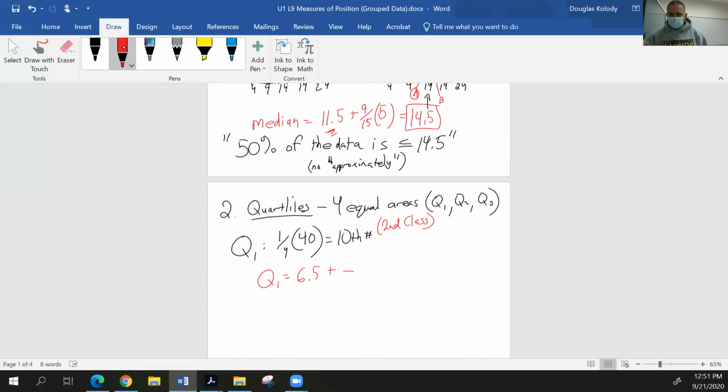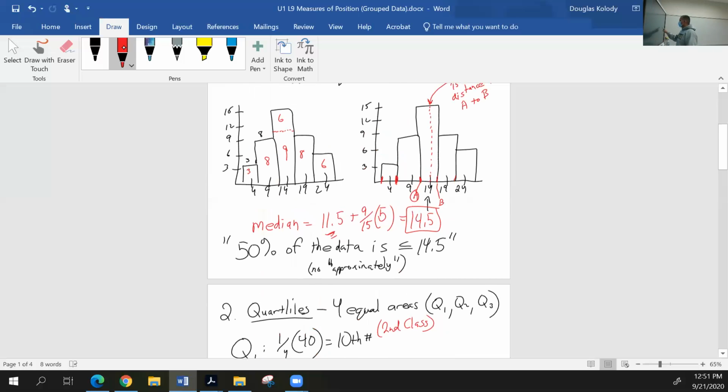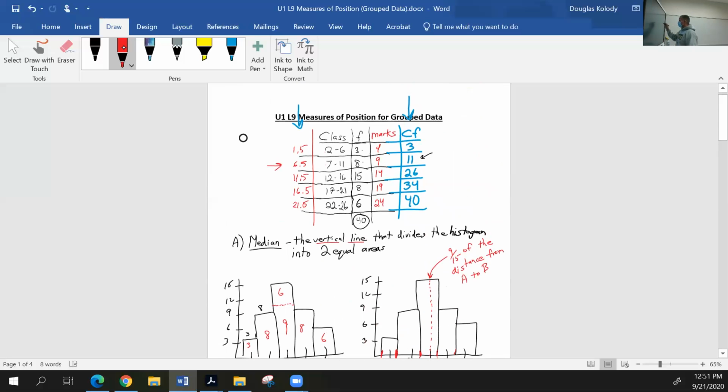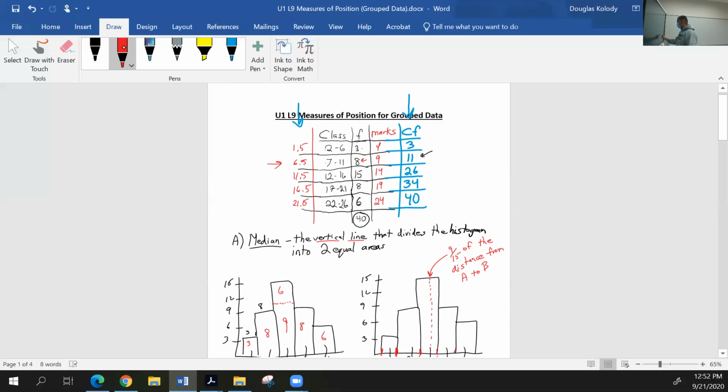I'm going to pause right here, and I'm going to say this is where the most confusion happens in this lesson. So if you're going to pay attention to any part of this video, hopefully this is it. The fraction always. So we're in the second class to find the 10th number. How many numbers are in the second class? There are 8 numbers in the second class. You see that right there? There are 8 numbers in the second class.